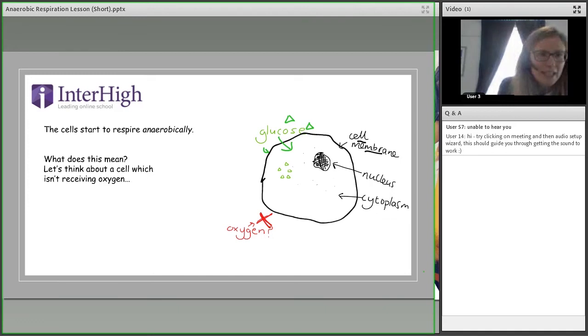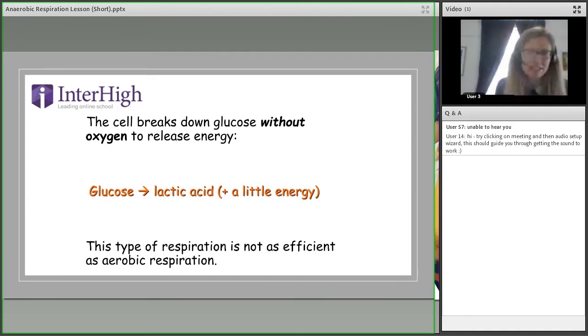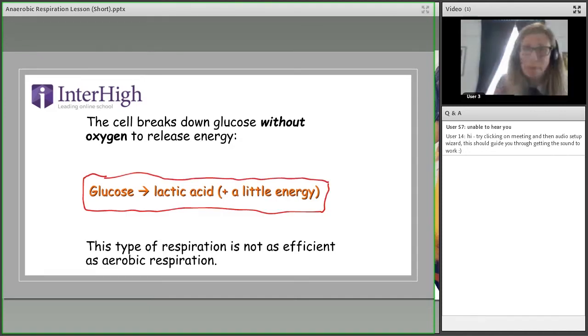Now, normally, as we saw in the animation, glucose makes its way into the cell. That's represented with our little triangles. I'll draw a few extra. And normally, oxygen makes its way in as well. But if we're exercising too hard for that oxygen to get to our cells, this cell isn't receiving any oxygen. Now, in order to be able to gain energy, the cell's got to have a backup plan. It's got to have a plan B. And that plan is called anaerobic respiration.